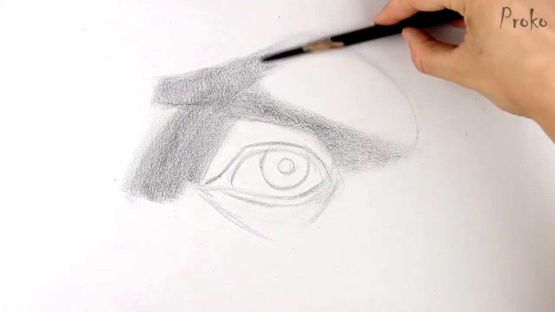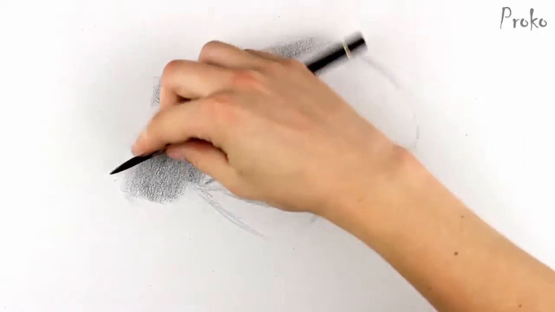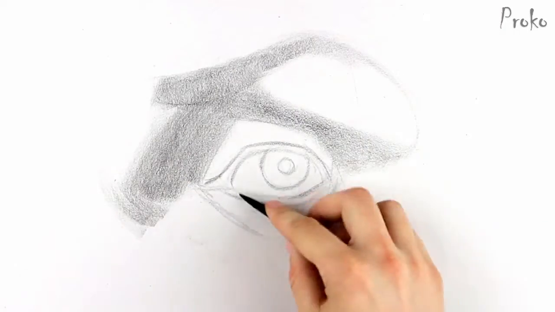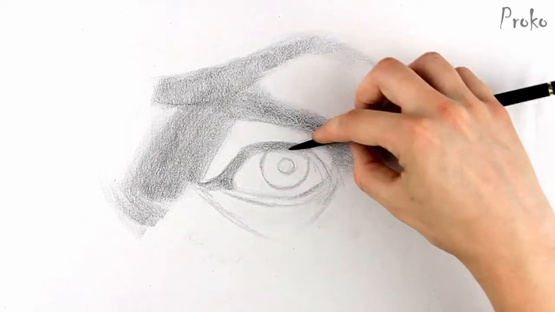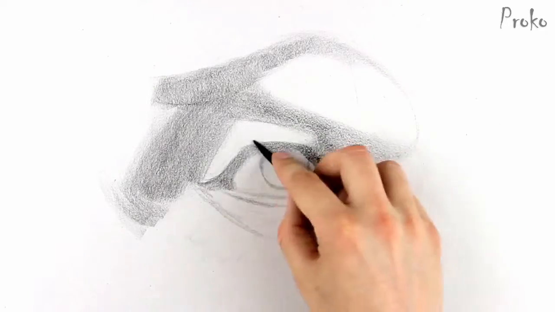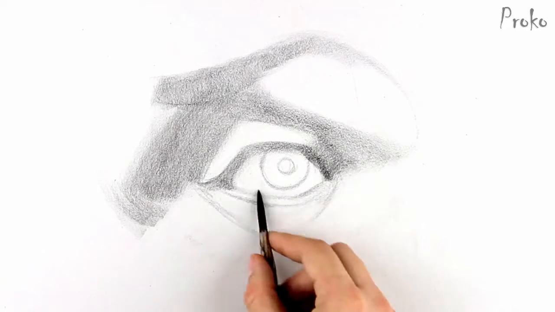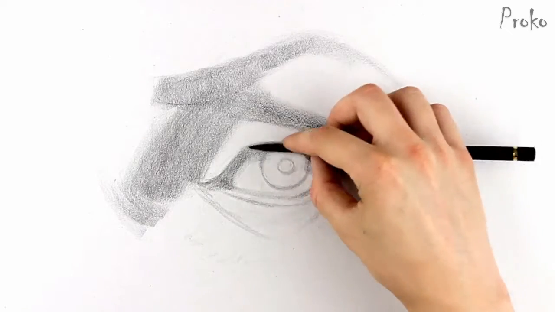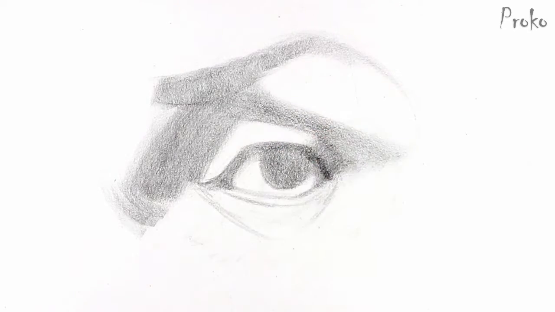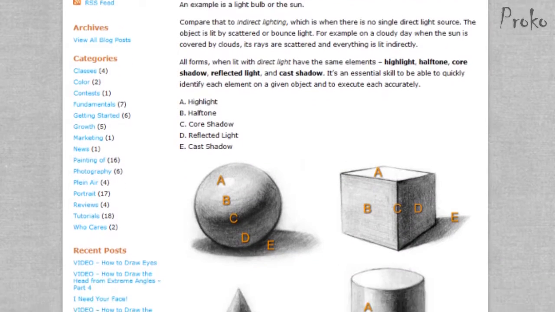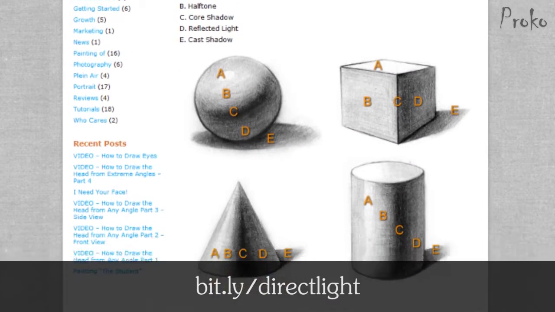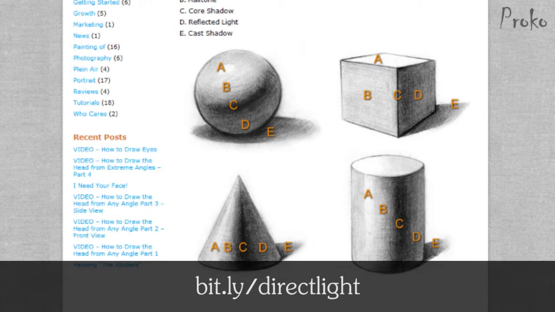The two-value stage involves separating the areas that are directly lit from areas that are in shadow. To clarify, halftones are considered part of the lights, and reflected light is considered part of the shadow. If this terminology isn't familiar to you, I'll try to get a video on that later. For now, you can take a look at my blog post. I've added a link to it in the description box below.